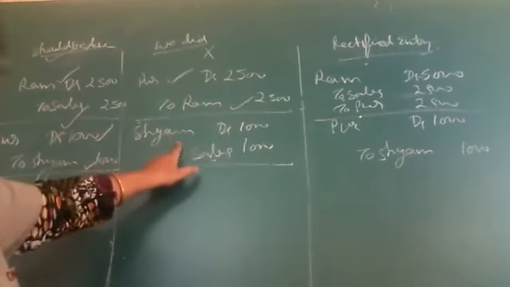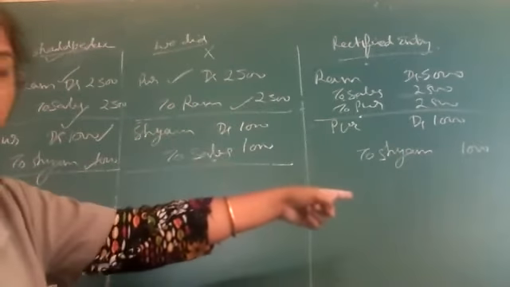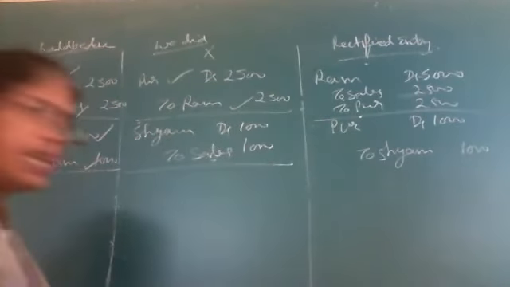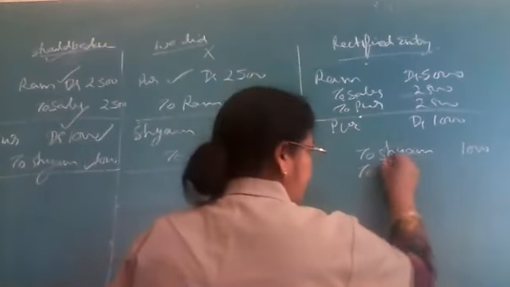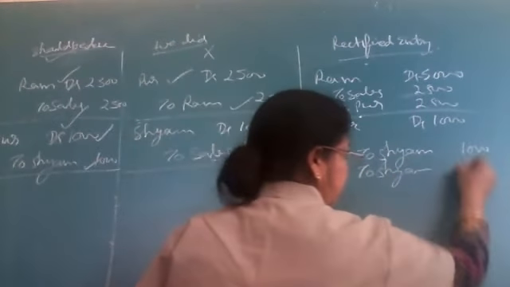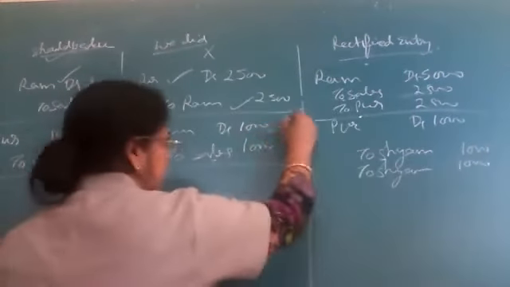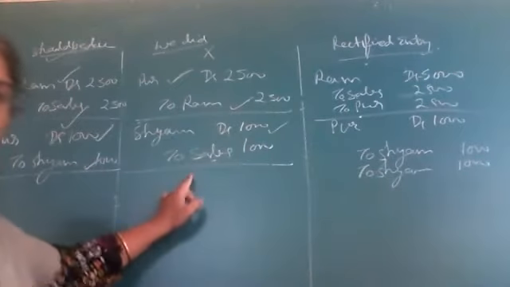How we will cancel it? It was in debit. We will transfer in credit. Then it will be cancelled. So here we write to Shyam 1000 rupees. This is also done. Let's see the fourth part.